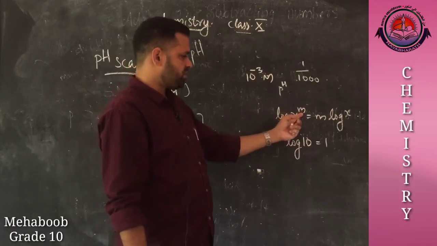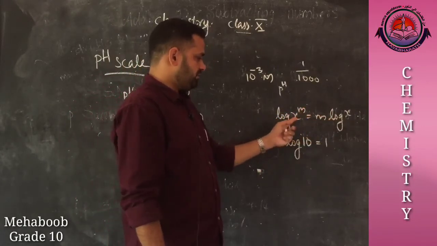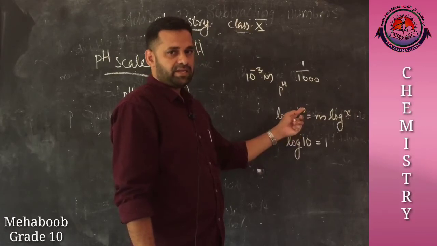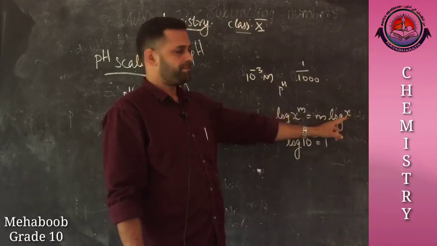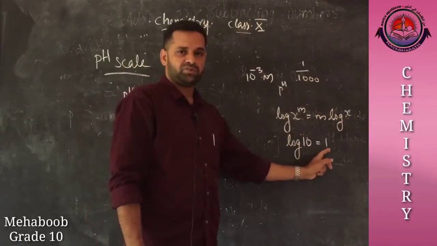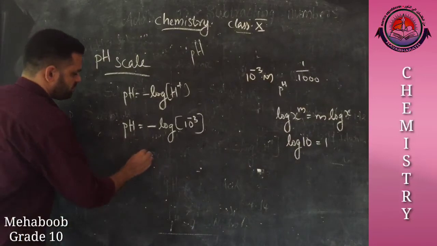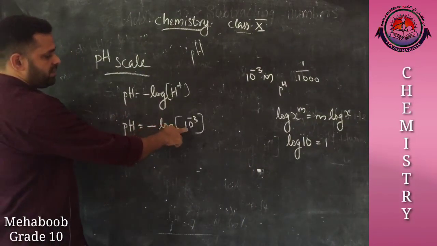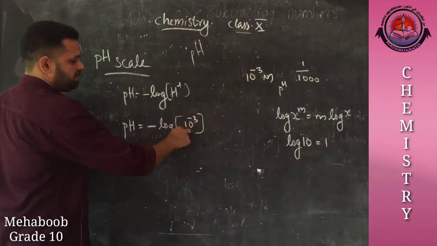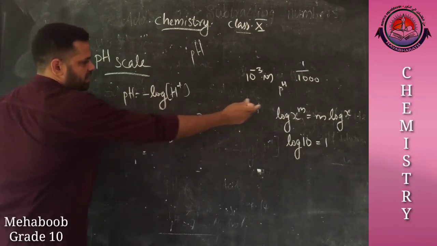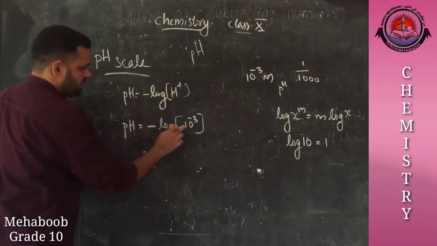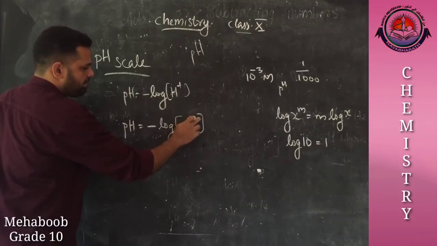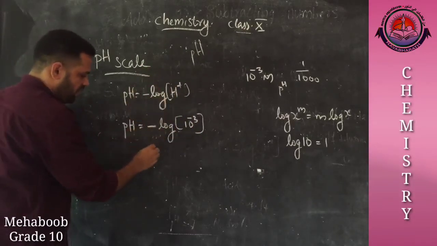So log x raised to m is equal to m log x. If log x raised to n, then that is n log x. If log x raised to y, then y log x. Okay. Then the value of log 10 is 1. Then how can we find out this value? So negative logarithm of 10 raised to minus 3. In place of x it is 10 and in place of m it is minus 3, isn't it? So m log 10 in that way. Already one minus is there.